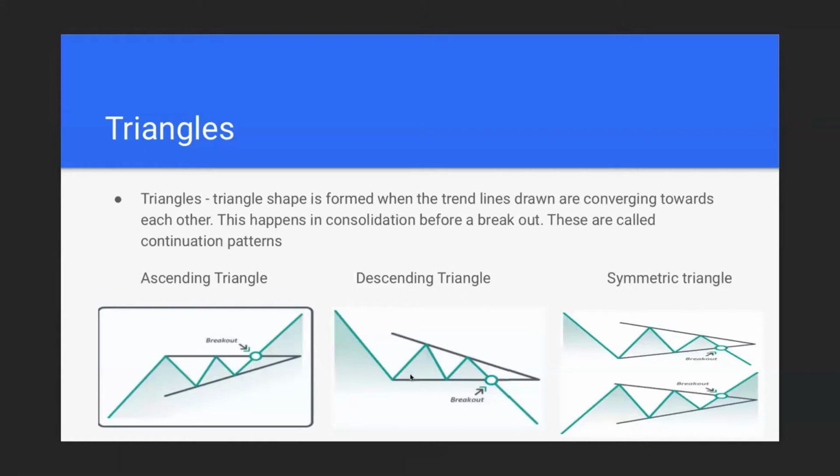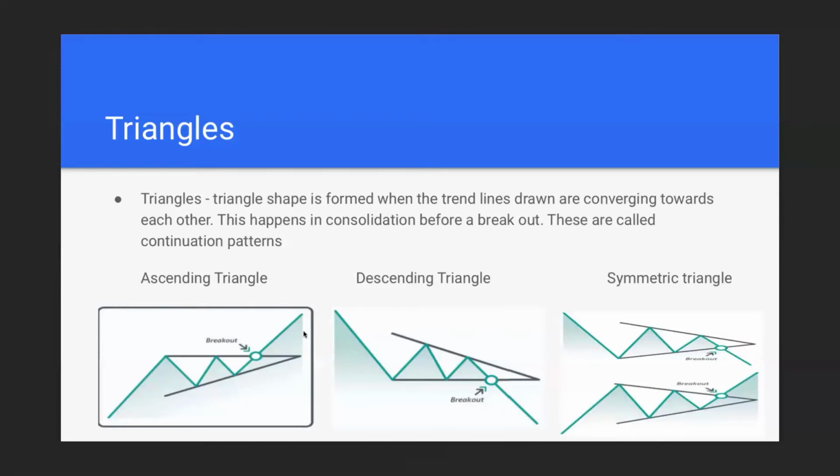You will have a flat line on the lows and a declining line on the highs. That means you are forming lower highs. Remember I said when the trend is down, you will form lower highs. So this will lead to a breakout. And one more thing, all these triangles are called continuation patterns. That means whatever trend you had before, the same trend will continue.